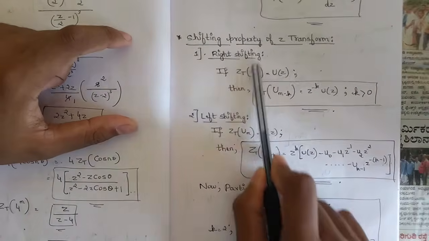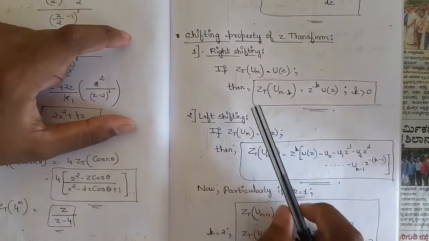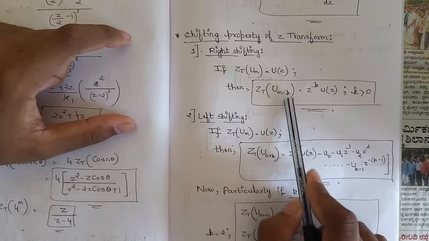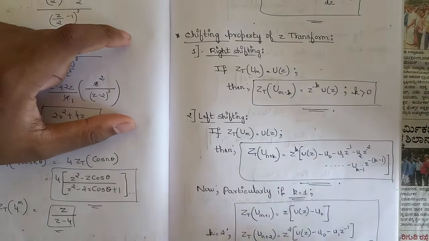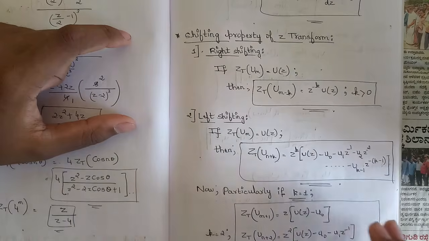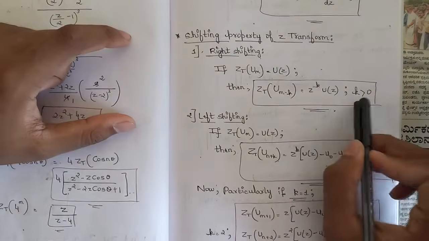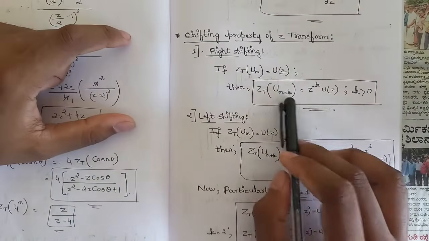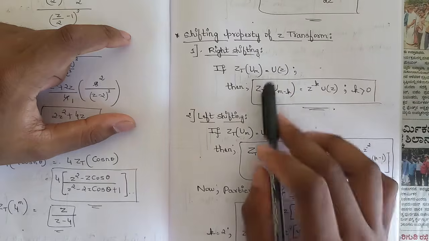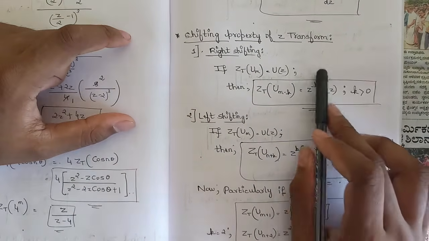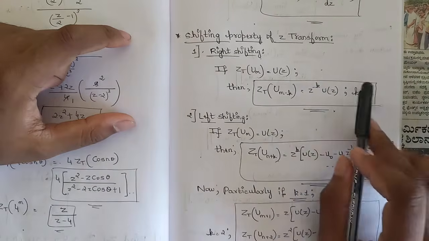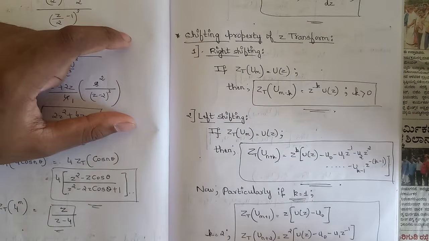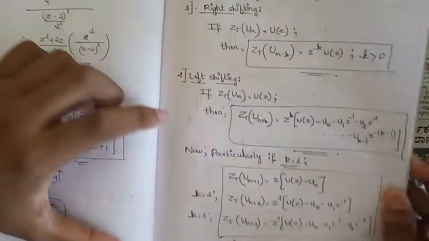If the Z-transform of u of n is equal to U of z, then the right shifting of this Z-transform is given as the Z-transform of u of n minus k, where k ranges over the constants from 1 to infinity, with the condition that k is greater than 0. Then its Z-transform is given as z to the power minus k into U of z, where k is strictly greater than 0. So if it's strictly greater than 0, we know that it's a positive integer. So this was all about right shifting.